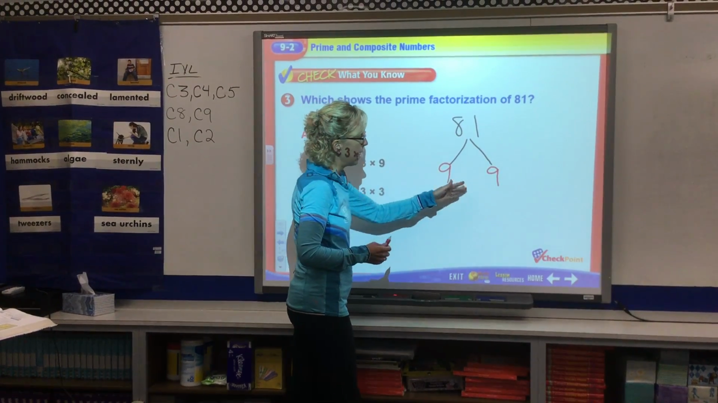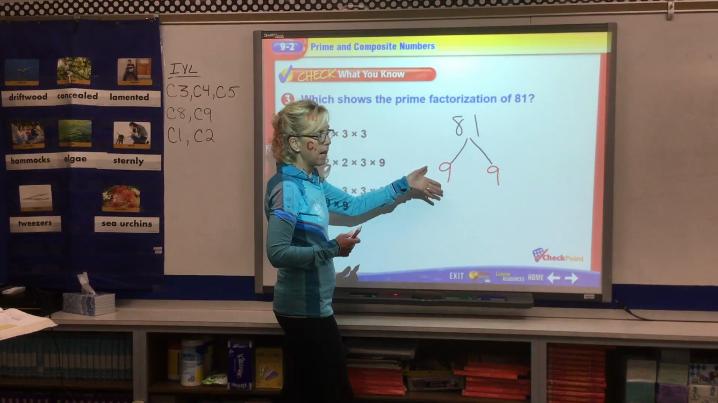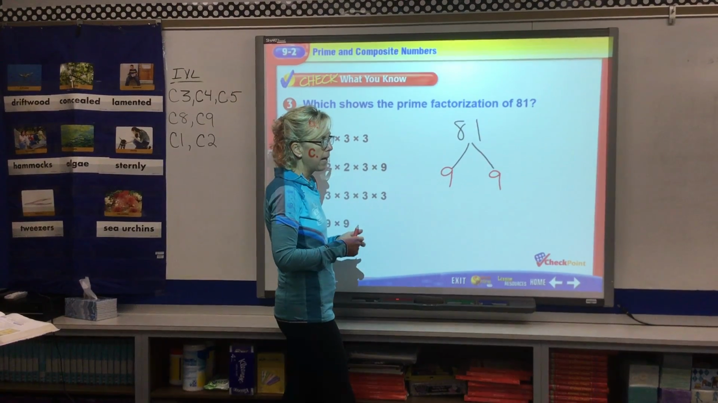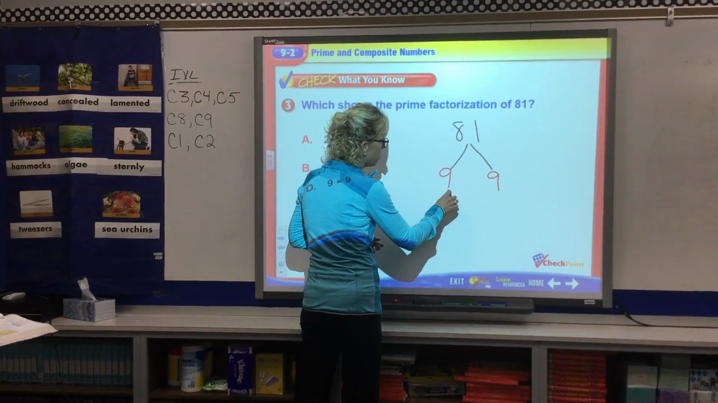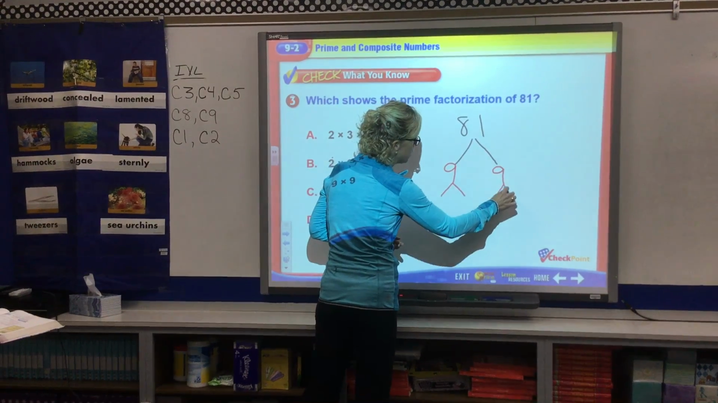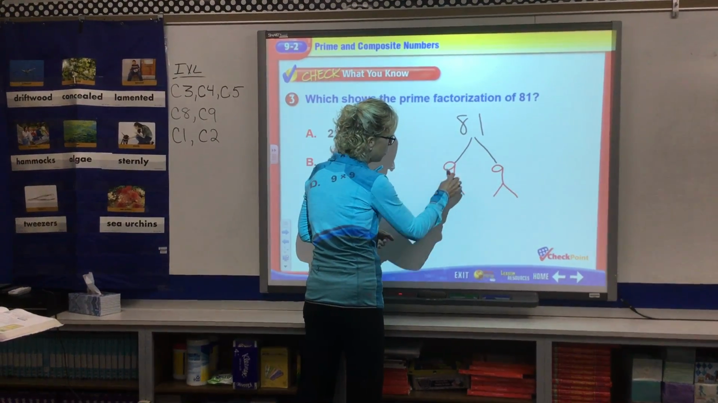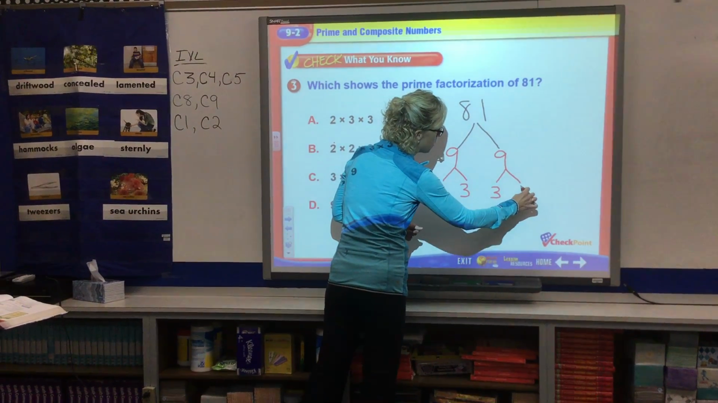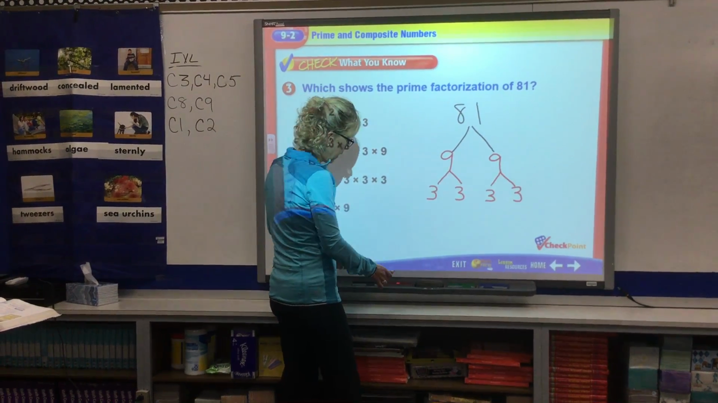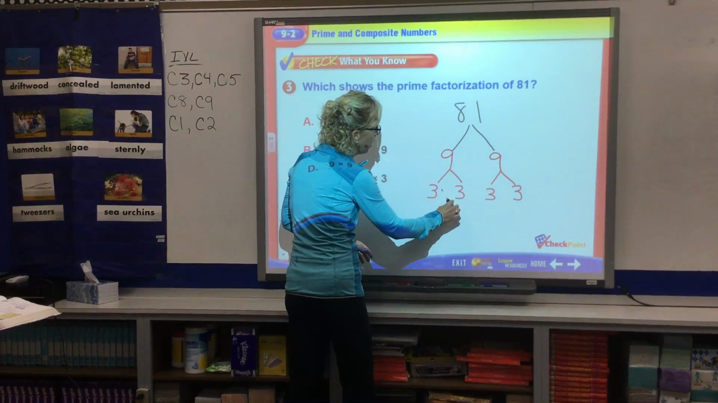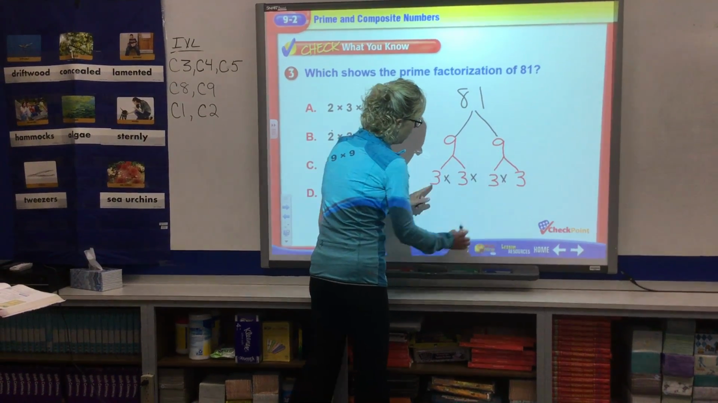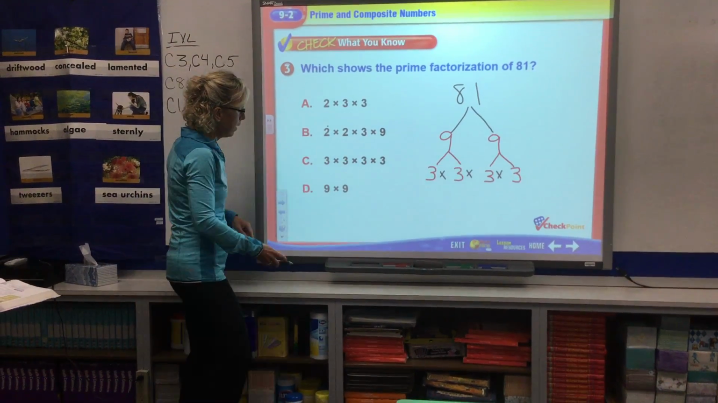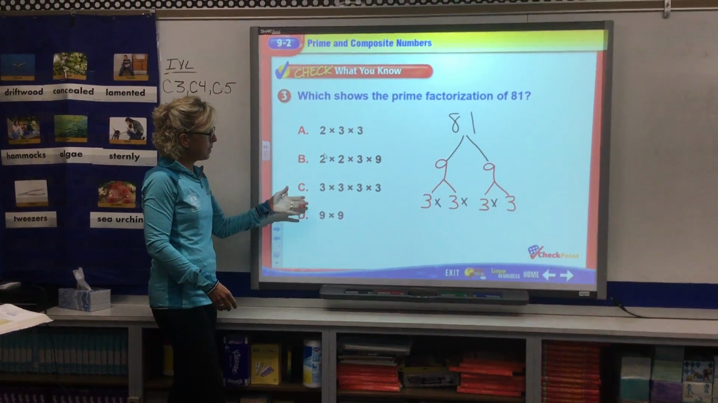So now I'm going to look at these 9s and I'm going to say, is 9 a prime or a composite number? I know that it's a composite number because 1 times 9 is 9, 3 times 3 is 9. So I'm going to break this down a little bit farther, each of them, and I know that 3 times 3 is 9, and the same over here, 3 times 3 is 9. So the prime factorization for 81 would be 3 times 3 times 3 times 3. So I'm going to look over here, and I know that that would be C.